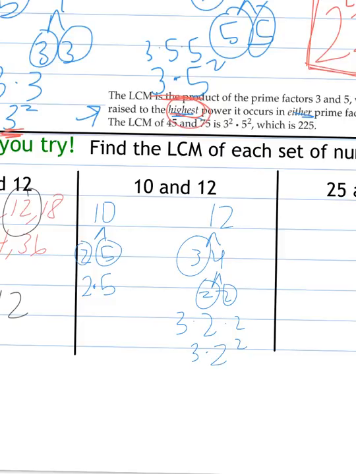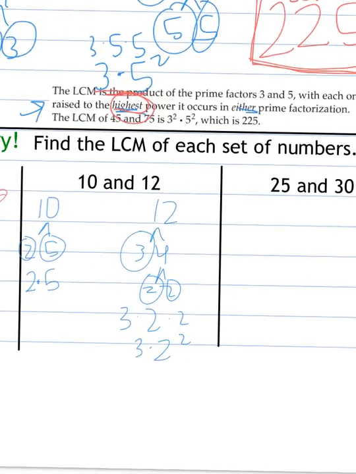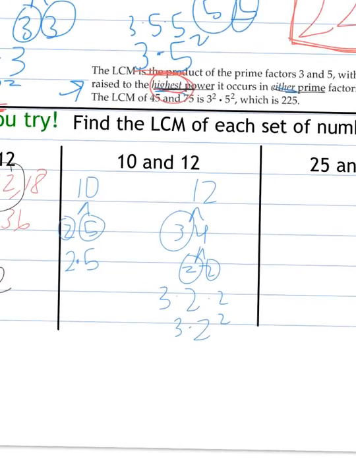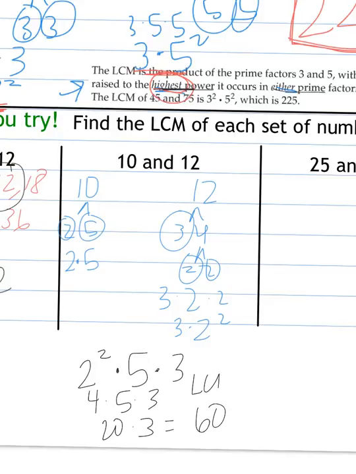Now again, we have to take, looking back here, the highest power in either prime factorization. So for this, we look at the 2. Well, we have a 2 squared, so that's the highest. We have a 5, and we have a 3. 2 squared is 4, times 5 times 3, which is 20, times 3, which equals 60. So our least common multiple for 12 and 10 is 60.